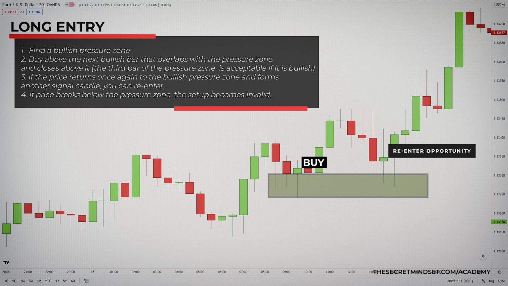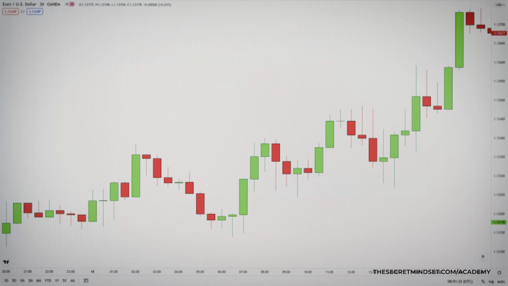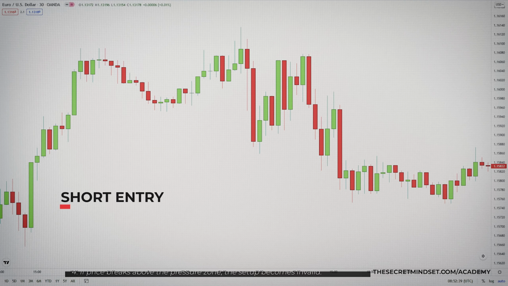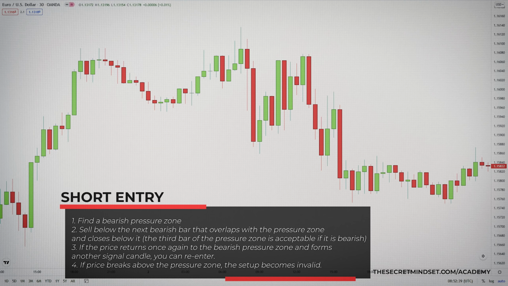This is similar to supply and demand trading. If price breaks below the pressure zone, the setup becomes invalid. And here's the short pressure zone trading plan.